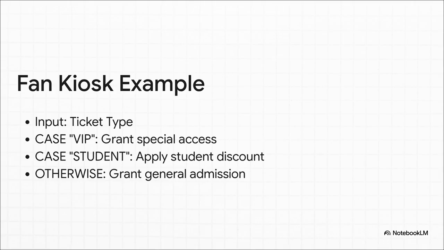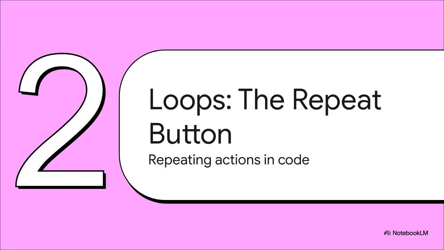So let's bring this back to our fan kiosk. The system just needs one input, the ticket type. If the case is VIP, boom, special access is granted. If it's student, a discount gets applied. For literally everyone else, it just defaults to general admission. See? One clean, simple structure, and it handles everything. Super efficient.